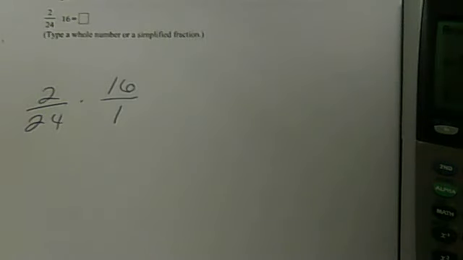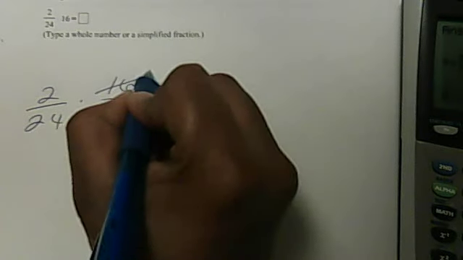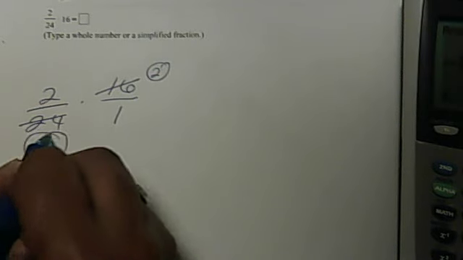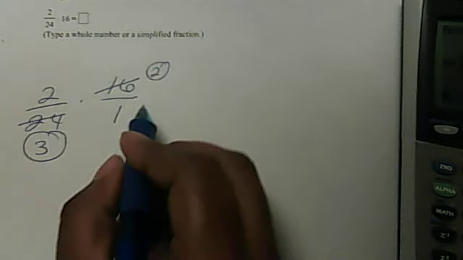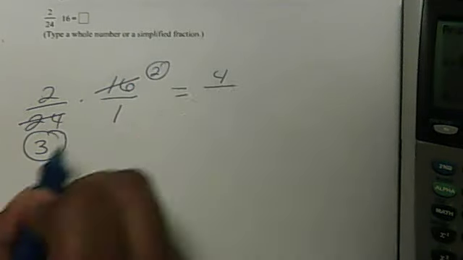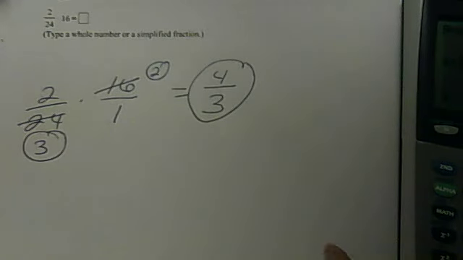So you can cancel these two, 16 and 24, they have a common factor of 8, or you can cancel these two. I'm going to do 16. 8 goes into 16 twice, 8 goes into 24 3 times. There's nothing else to cancel, so now my answer is 2 times 2, which is 4, over 3 times 1, which is 3. So that's my answer. Just so you know, you could do it by hand.